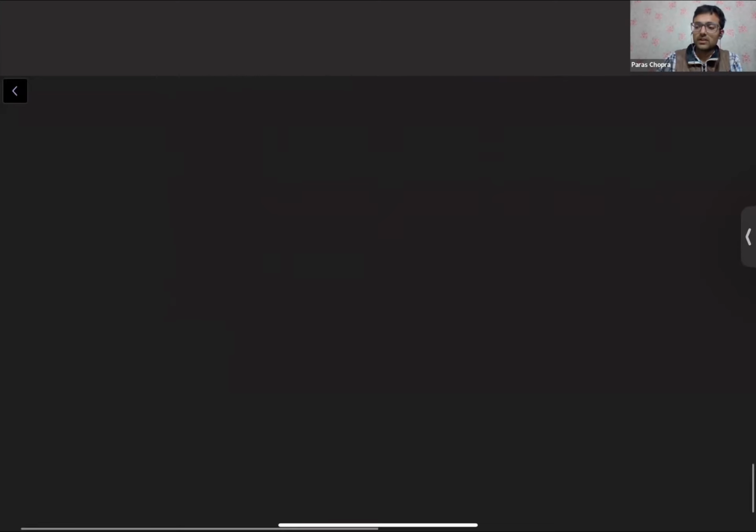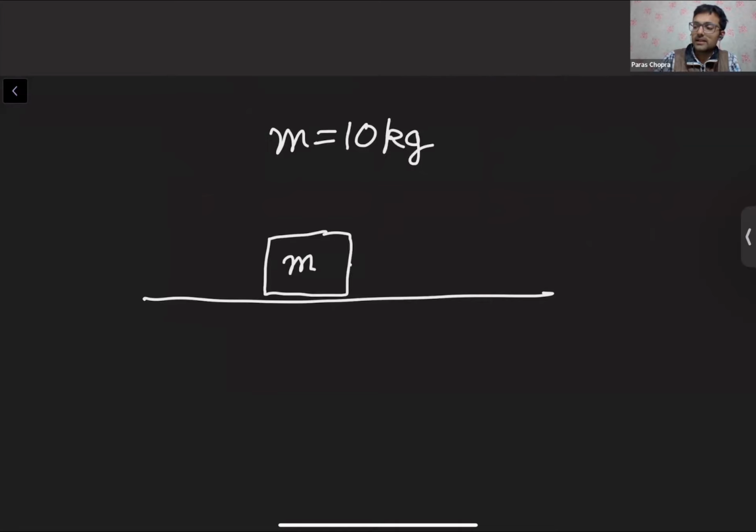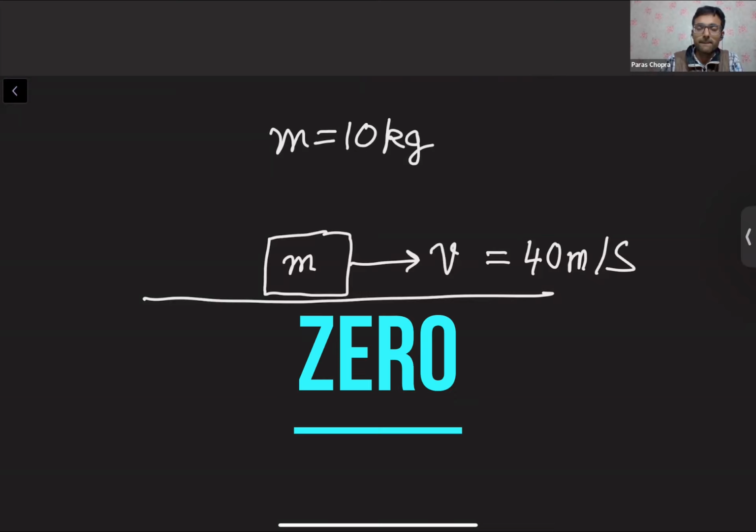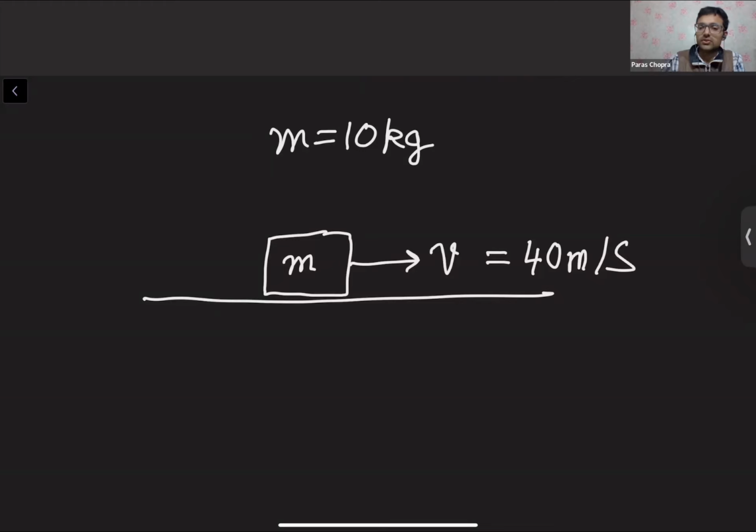Okay, so let's do an example of this also. Let's say this is a block of mass m equal to 10 kilograms and it is moving to the right with velocity 40 meters per second. What will be the power dissipated by the gravitational force and the normal force? So here, if force and velocity are perpendicular, then the power dissipation will be zero.